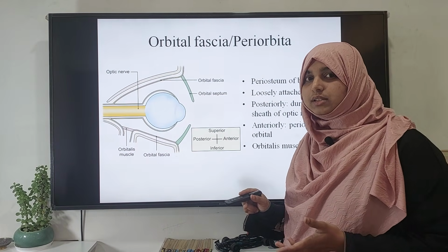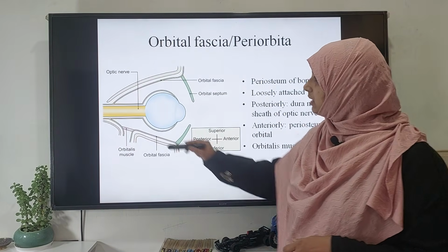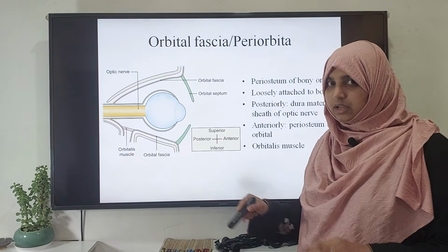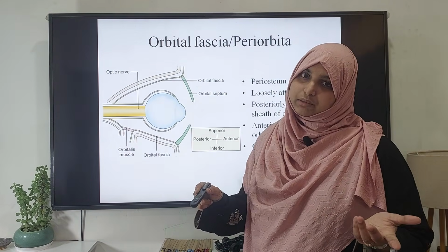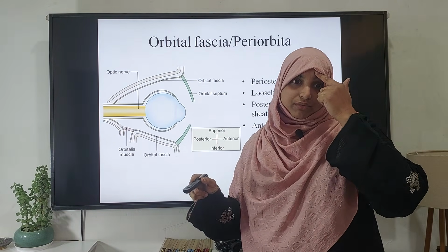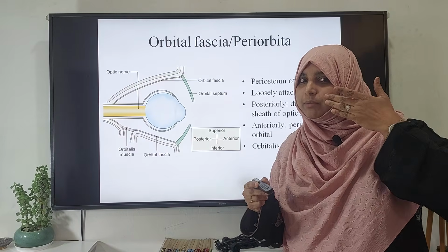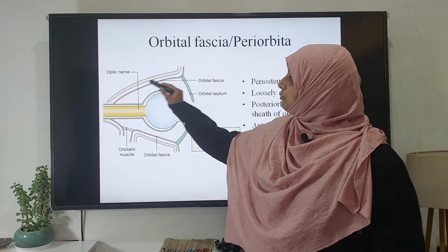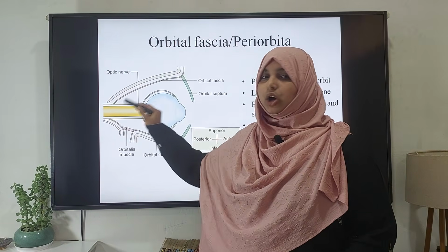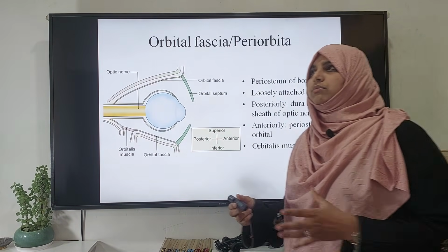Basically, do you know what this is? This is the periosteum of the orbital bone. Okay, and it's going to be loosely attached, and if you want to separate it, you can easily separate it. And anteriorly, it is going to continue with the periosteum of the bones of the face, above to the frontal bone, below to the maxillary bone, etc. And posteriorly, it is going to merge with the sheath of the optic nerve and continue backwards.